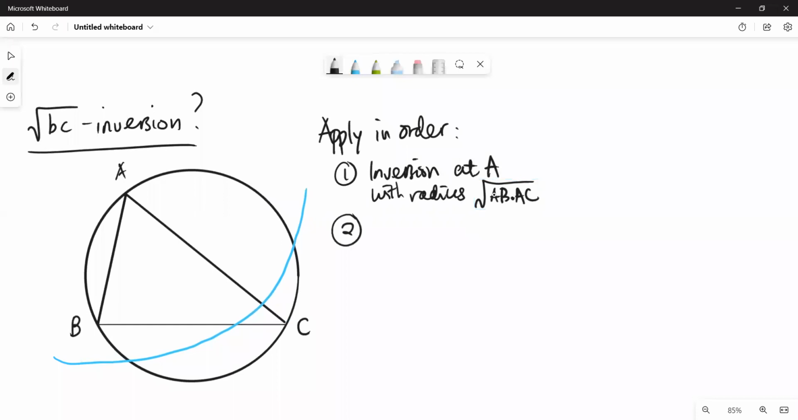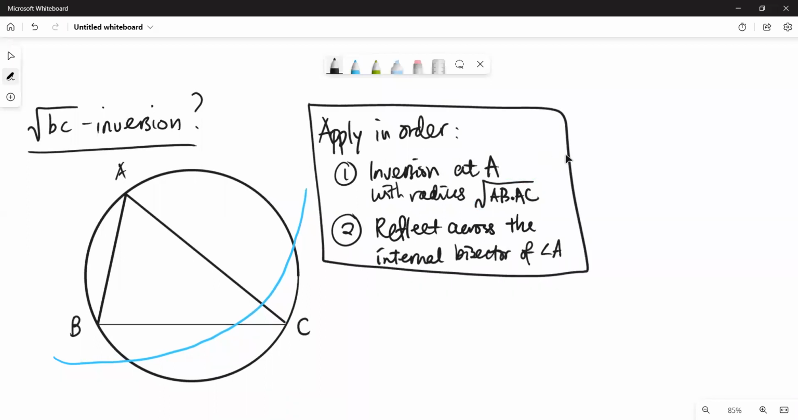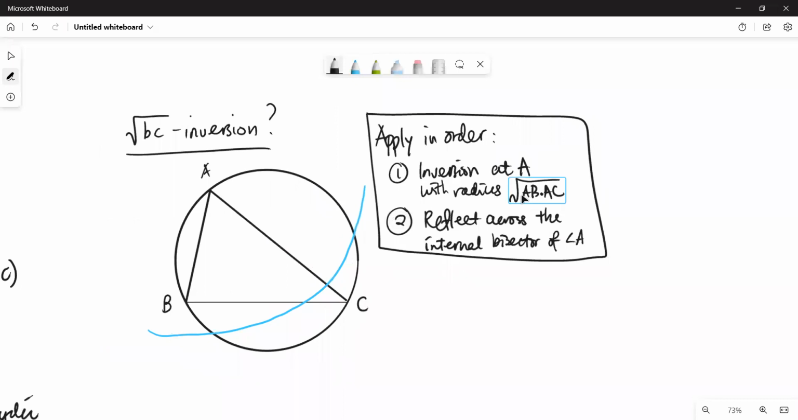But anyway, after this inversion, we are going to reflect across the internal angle bisector of angle A. So this is what we call square root BC inversion. So you invert at A with this radius, which is quite weird, but you'll see that it gives something nice, and then reflect across the internal bisector of angle A. So it's kind of like a reflection of the entire plane, right? So I reflect like that. Okay, what does it have?